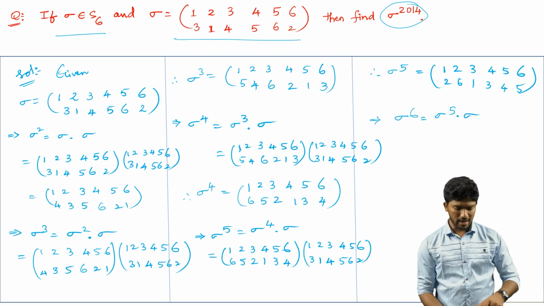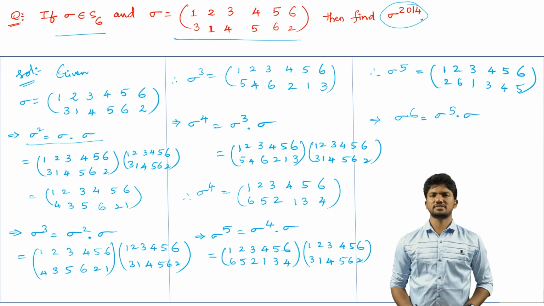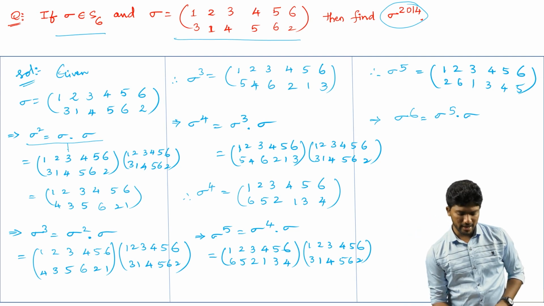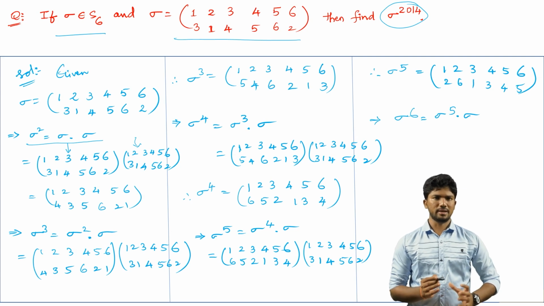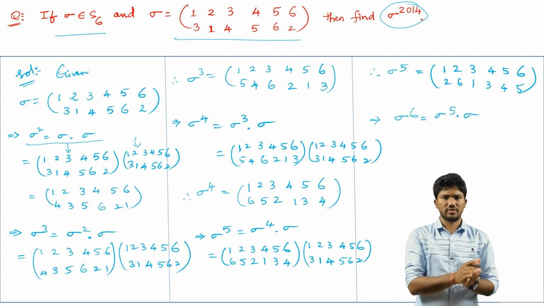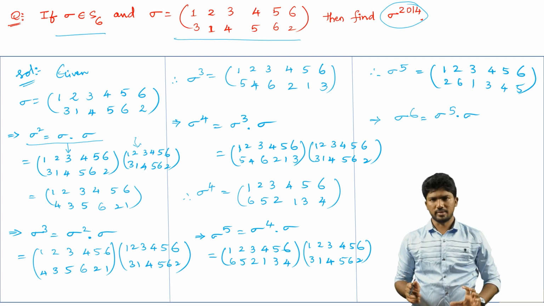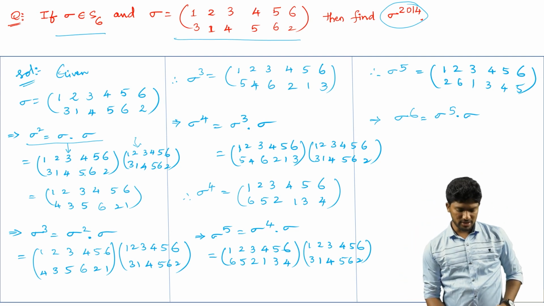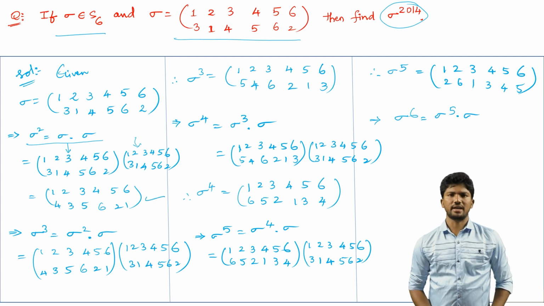First of all I am writing sigma square. Sigma square is equal to sigma into sigma. You already know the sigma value and I am writing another sigma value here. And you know very well the multiplication of permutations is from right to left, right permutation to left permutation, moving from top to bottom. So that is the process. So here 1 to 3, 3 to 4. Therefore this is the sigma square value.